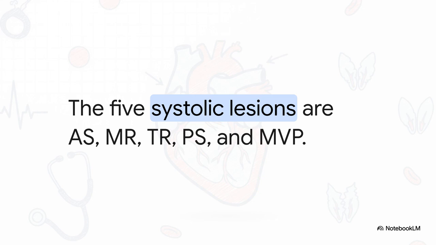And during that powerful squeeze, 5 specific doors can malfunction. If you're prepping for your RCIS exam or working in the cath lab, you've got to memorize these 5 acronyms: AS, MR, TR, PS, and MVP. These are your systolic lesions. Let's break down exactly what goes wrong with each of them during contraction.